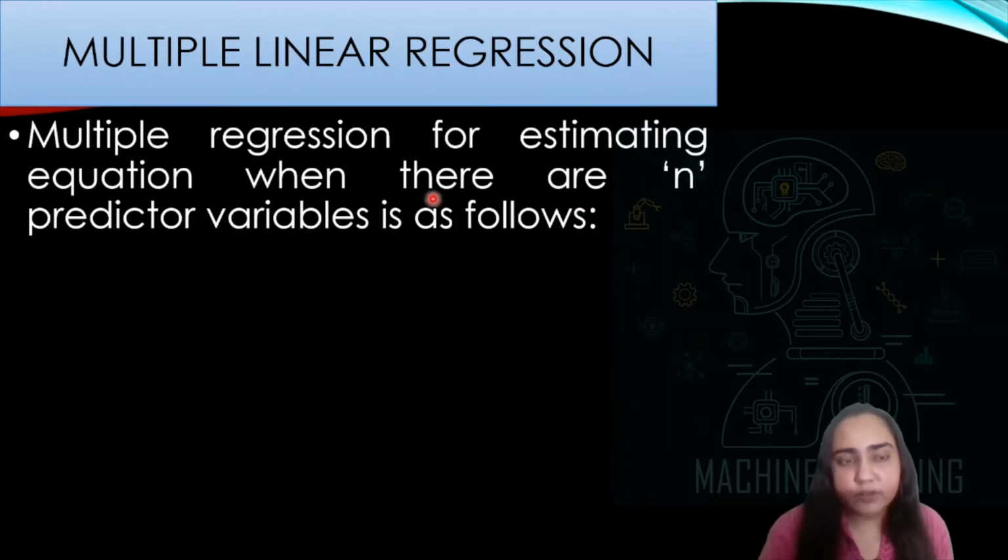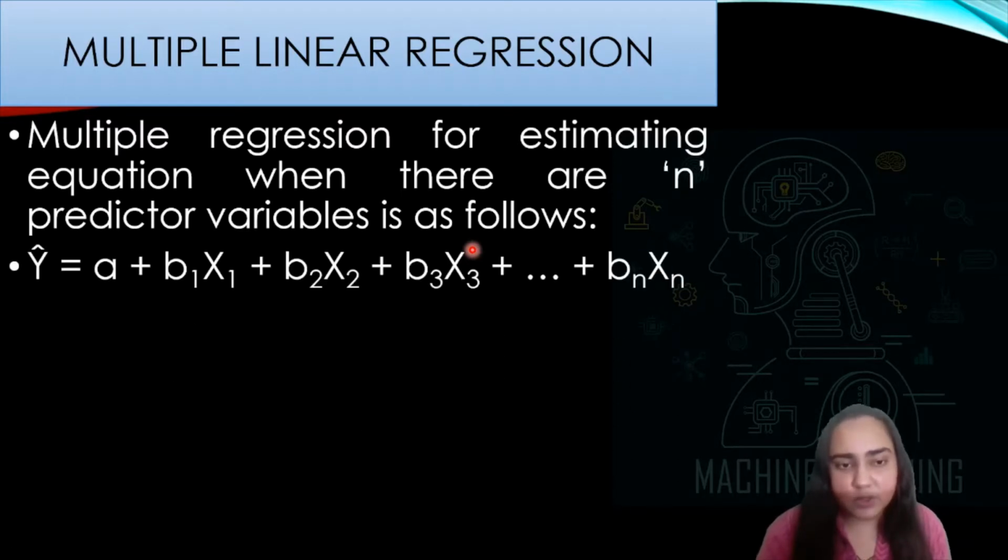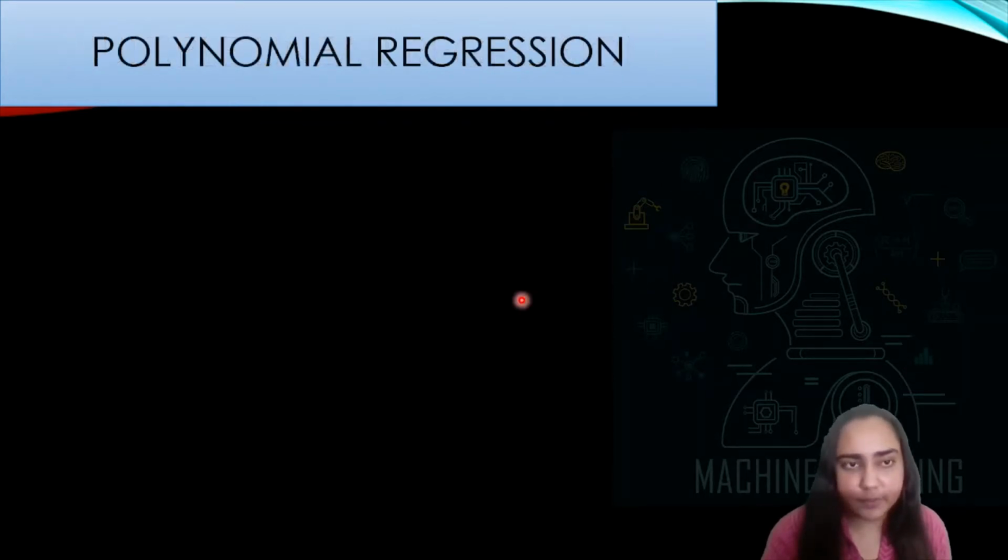Multiple regression for estimating equation when there are n predictor variables is as follows. So the equation changes. It's not just y equal to ax plus b anymore. It has changed because there are many predictors now. So the equation will look like this. Y is equal to a plus b1x1 plus b2x2 plus b3x3 and so on for as many predictors as you have. So this equation is different because you have x1, x2, x3 or so many predictors.